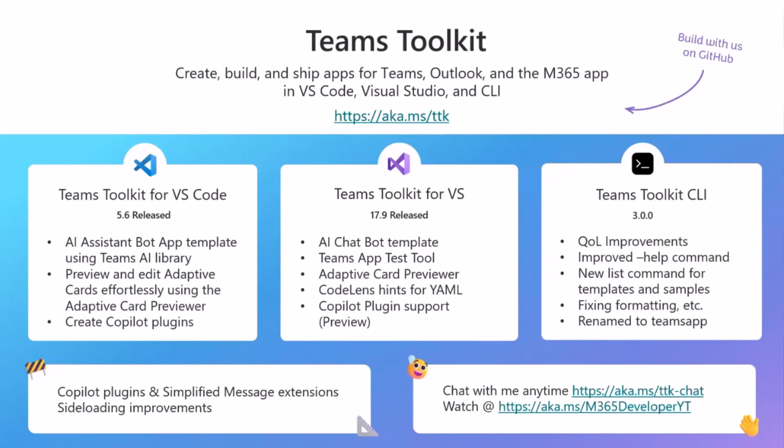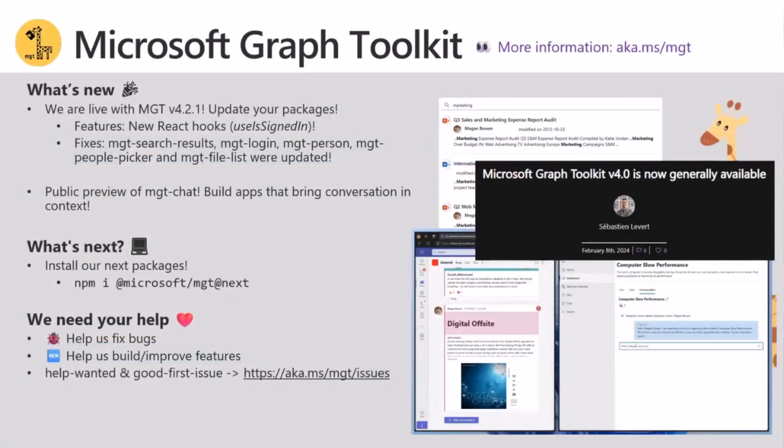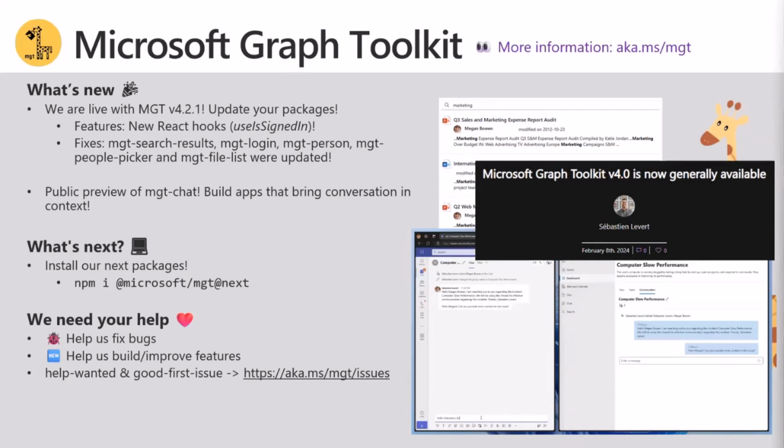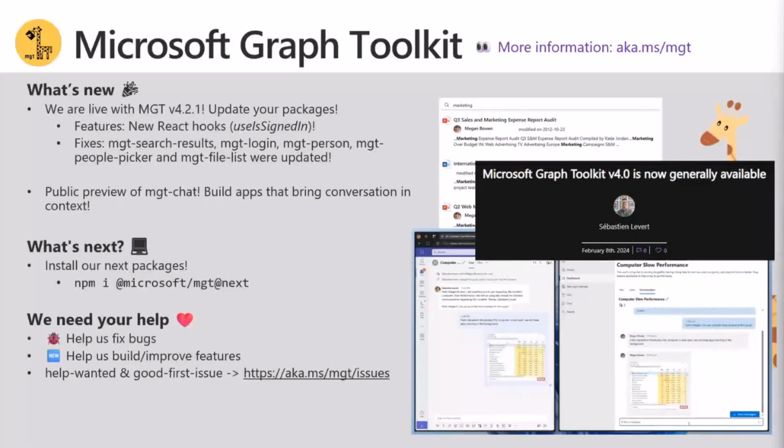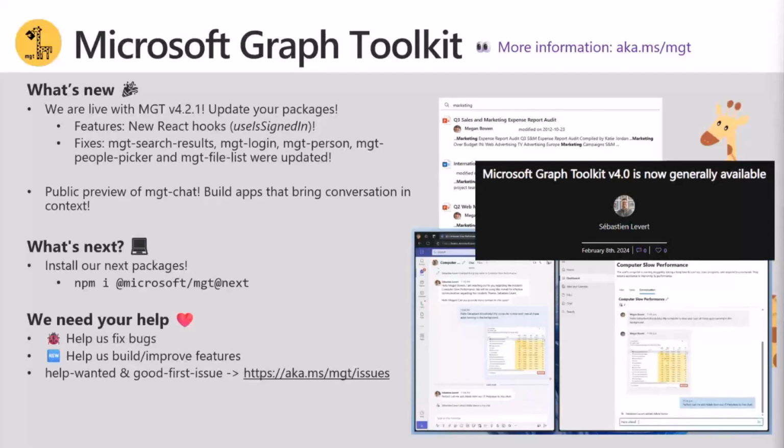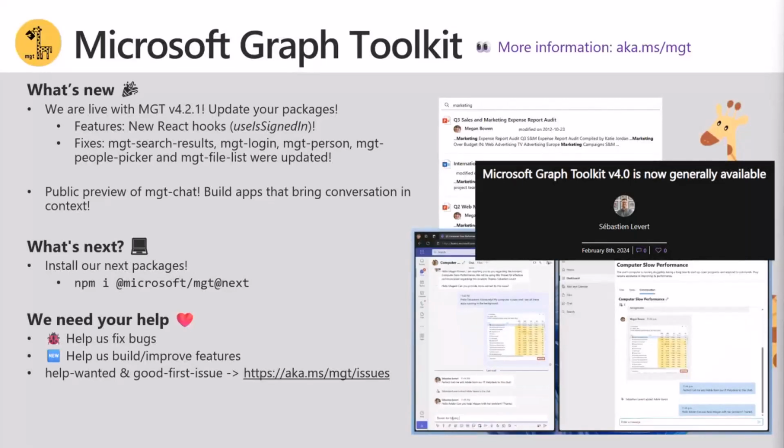All right. Let's get into Microsoft Graph Toolkit, or MGT as we know it. Seb is not here today, but we got some updates. We're live with MGT 4, version 4.2.1, so make sure you update your packages. There's a public preview of MGT chat, so you can bring conversations into your context. Seb is always looking for folks that want to help out, so get involved and reach out to him. It's one of the coolest tools out there to ensure that Graph is easily imported into your solutions.